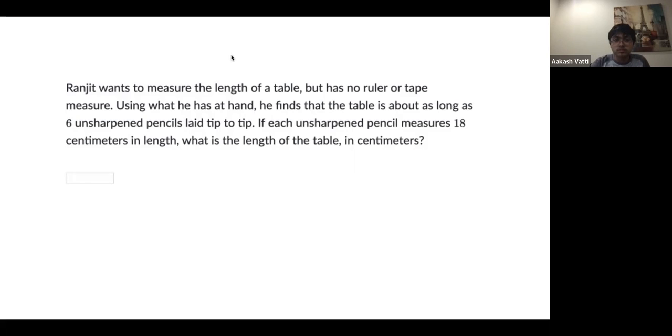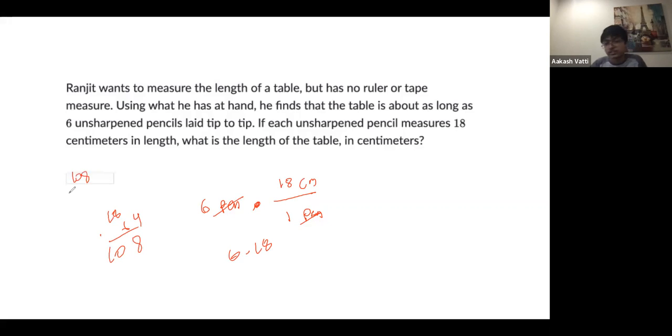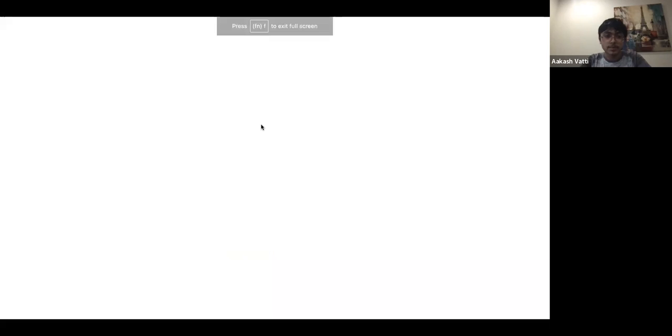All right. So for this one, you're given one ratio, which is 18 cm over one pen. And you need to know what 6 pencils is in centimeters. So you do 6 pens times 18 cm over one pen. The pens cancel out. So 6 times 18 over 1, which is just 6 times 18, which is 108. That's your answer. Do you guys understand why it's 108 now, or no? All right. Next question. I will copy paste it over in a second.